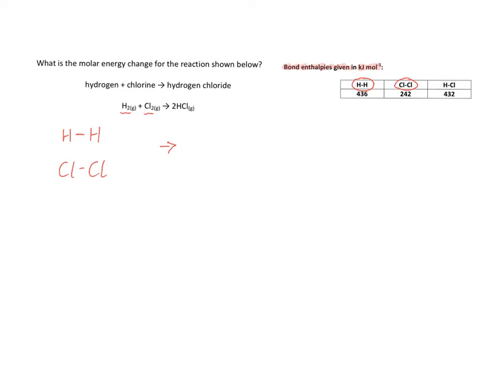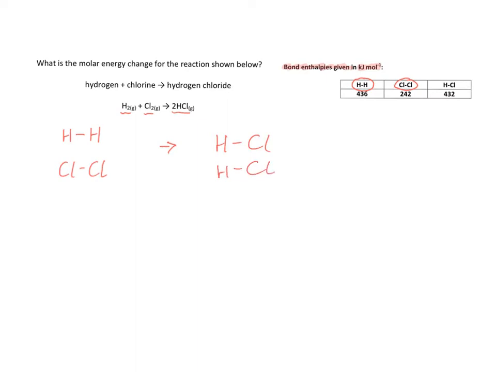What else have I got? Well, I've got 2 lots of HCl. Well, I could write my HCl, which again has a single bond, and put a 2 in front of it. But personally, I don't like doing that. The reason I don't like doing that is I like to keep a visual track of all of the bonds that I've got. So I'm actually going to write it out twice.